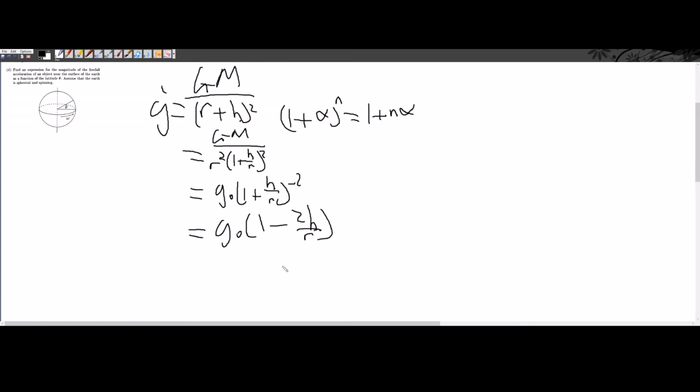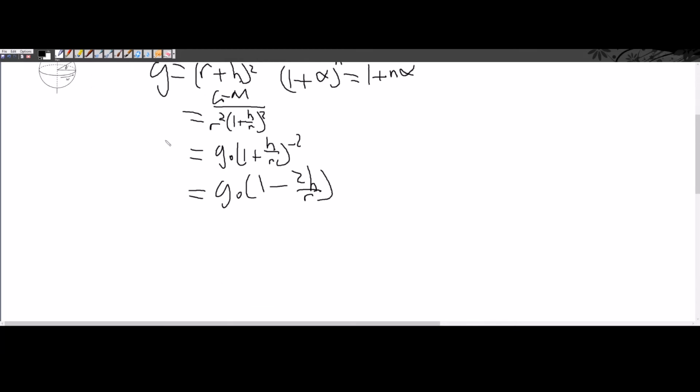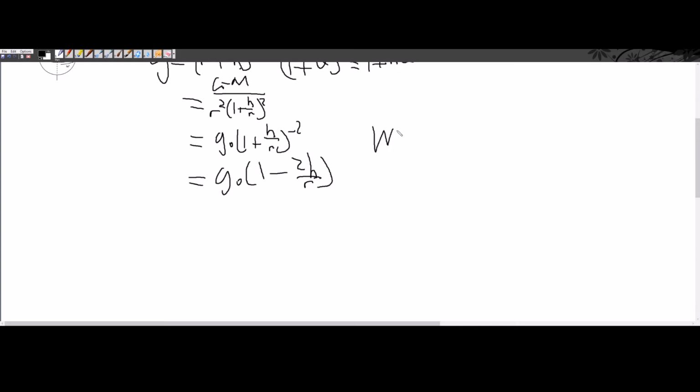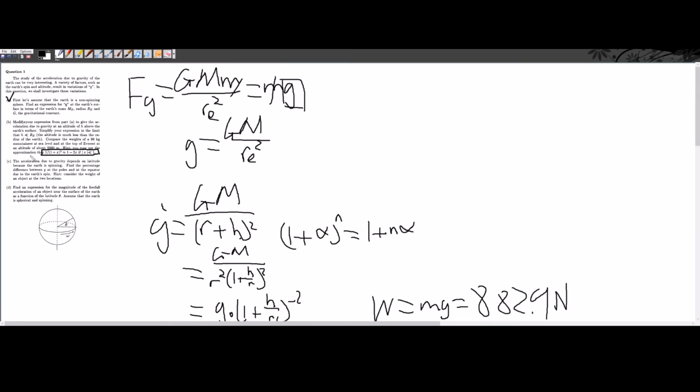Right? So now we calculate the weight of the man at sea level. This is just mg. So weight is just equal to mg. Plugging in, we get about 882.9 newtons. And we can plug this in as well. So the weight on top of Mount Everest is going to be mass, still, times g naught, same as this one, times 1 minus 2h over r, where h is 8,000 meters.